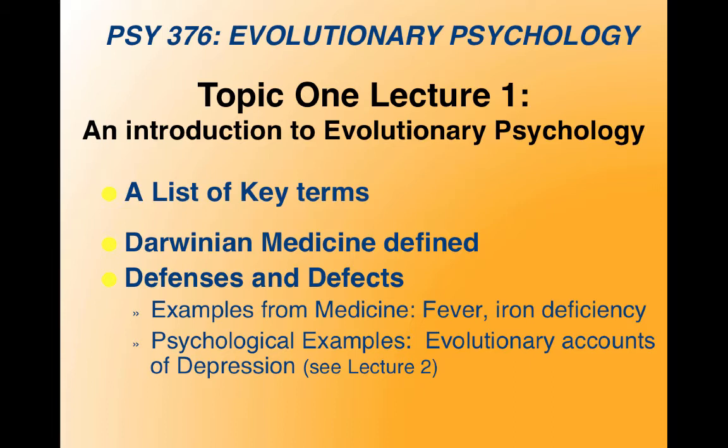Today we're going to review a set of key terms and concepts associated with evolutionary psychology, and then we're going to explore Darwinian medicine, an evolutionary approach to the study of medicine, which emphasizes the distinction between defenses and defects. Today we'll conclude by considering several examples from medicine, and then in the next lecture, Lecture 2, we'll look at psychological examples of Darwinian medicine.